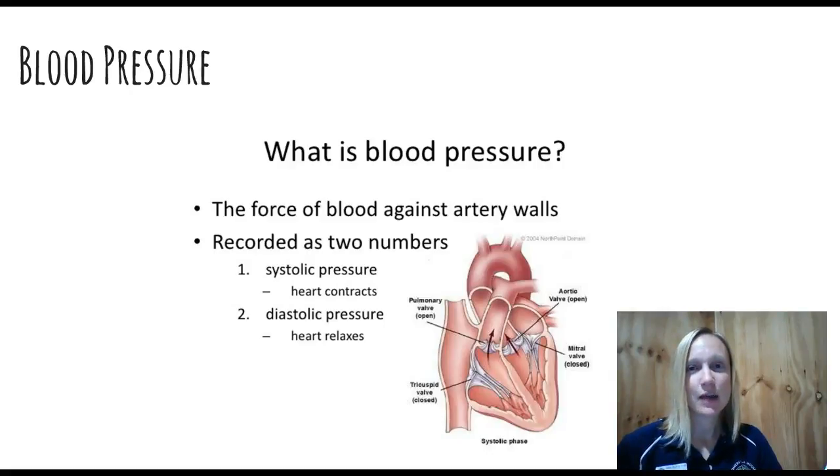Hey guys, so today we're going to talk about what blood pressure is, along with the difference between arteries, arterioles, capillaries, veins and venules. So to start with, we need to talk about blood pressure.